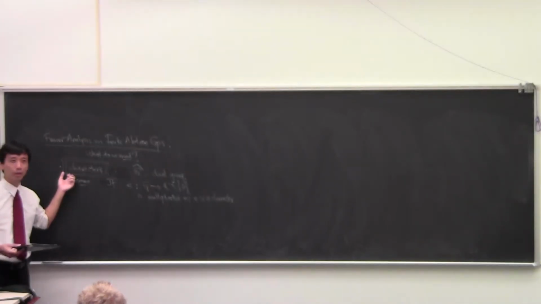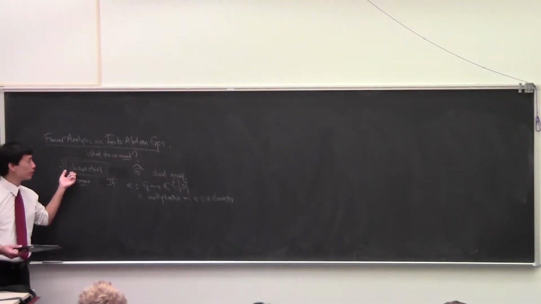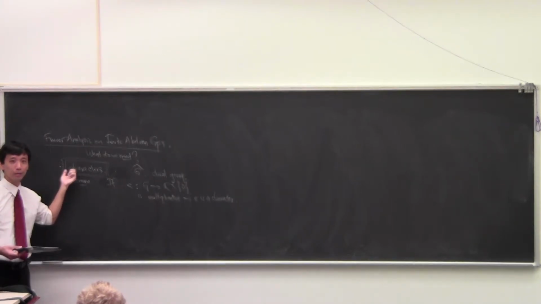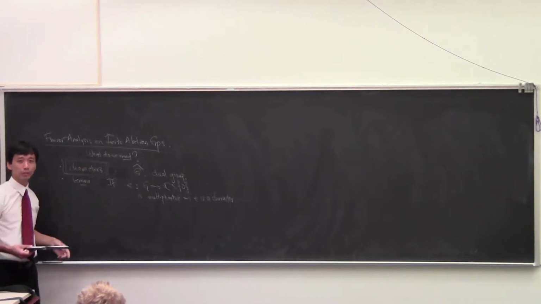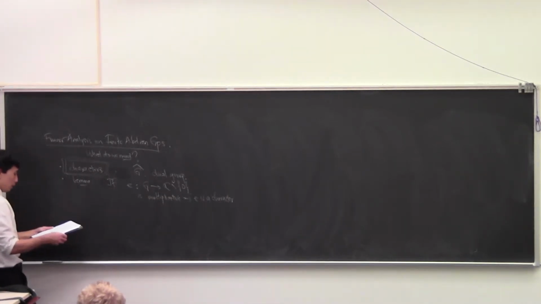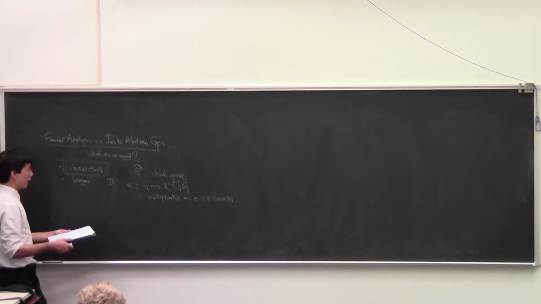What are we hoping for? We're hoping that these characters we'll be able to use to reconstruct all the functions on the group. Right? That's Fourier analysis. You try to express a function as some sort of infinite sum, in this case a finite sum, of the characters.